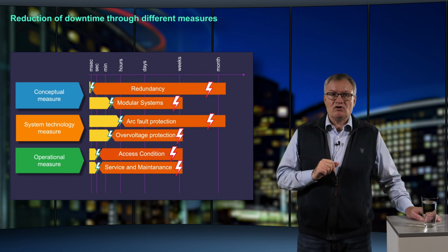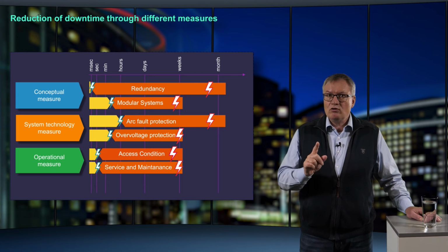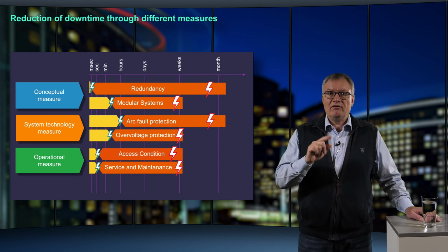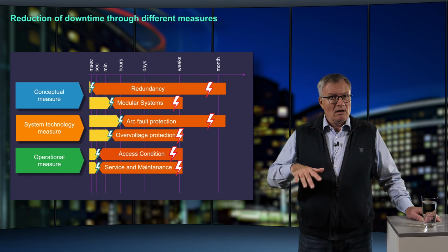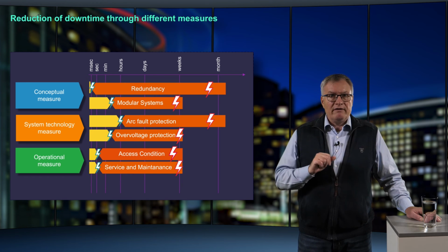I have already mentioned conceptual measures and system technical measures as the most proven measures for reducing downtime as a result of malfunction. Both measures, if required, are already included during the planning phase regarding the decision on availability. Operational methods, on the other hand, are fundamental obligations for operational safety. They are also suitable for measures for preservation of availability during operation and maintenance.